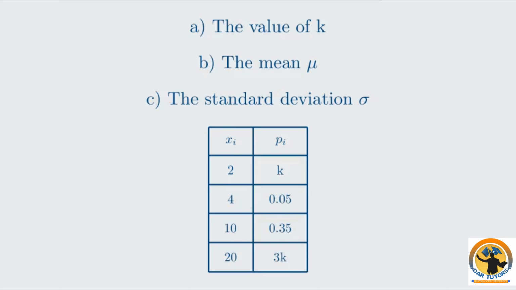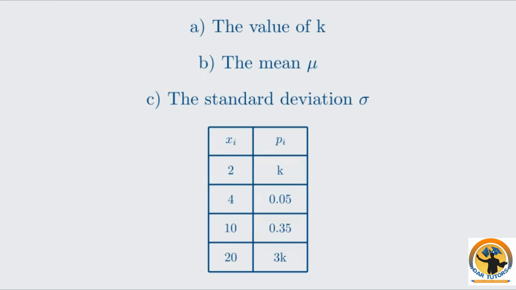Here we have a discrete random variable x. Its possible values are 2, 4, 10, and 20. Their corresponding probabilities are k, 0.05, 0.35, and 3k. Our task is to find the value of k, the mean mu, and the standard deviation sigma.